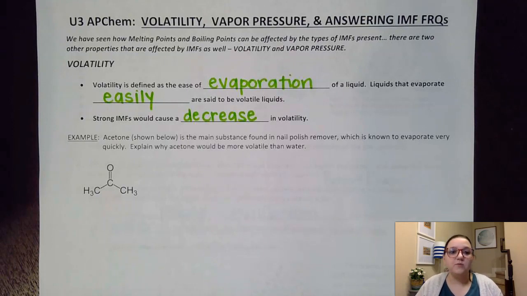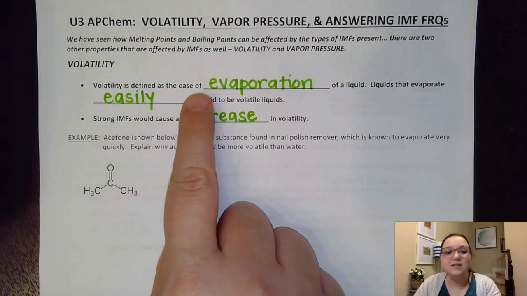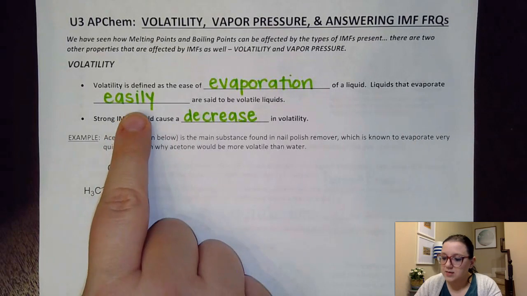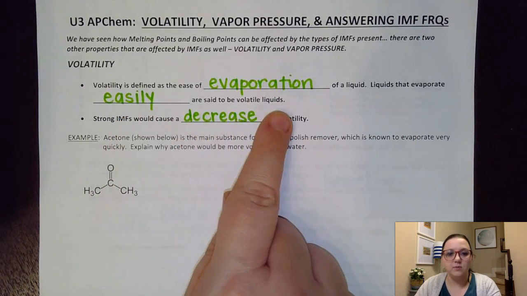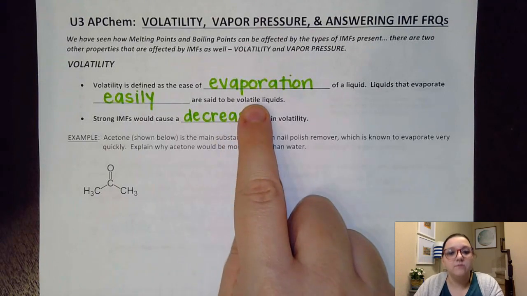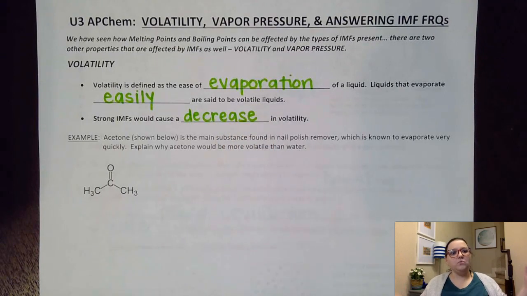So to start us off here with volatility, it says volatility is defined as the ease of evaporation of a liquid. Liquids that evaporate easily are said to be volatile liquids. Now think about that for a minute. If a liquid is evaporating easily, what that means is that it's not sticking together. It's willing to separate and come apart. And so as it's coming apart and evaporating, we would say that it's volatile. A substance that would rather stick together and not evaporate easily is said to be a non-volatile liquid.